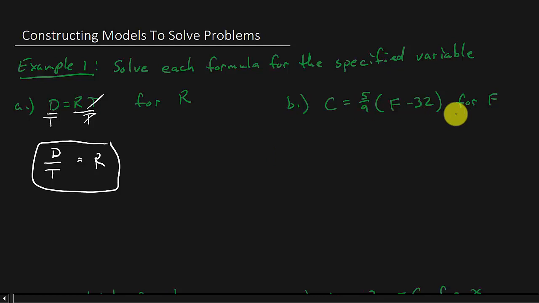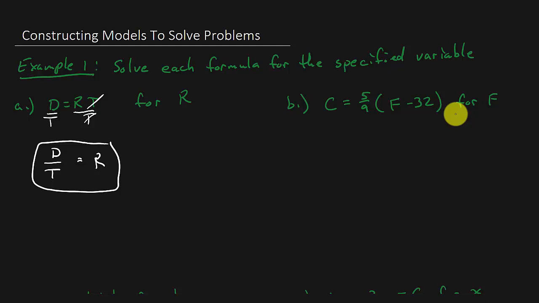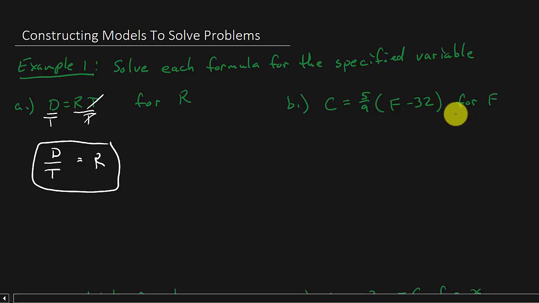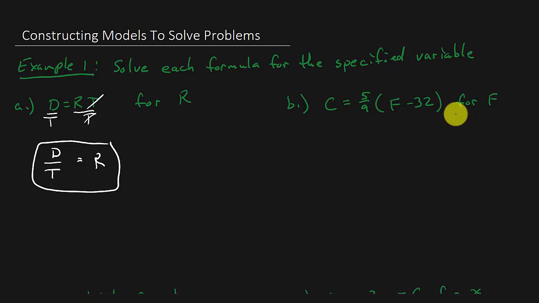We've got C equals 5 over 9 times F minus 32, and we want to solve it for F. Now, there's a couple of ways that we could go about doing this. And to solve this, I mean, the first thing we would think is, hey, let's multiply everything through by the common denominator, okay? Which in this case would be 9. And we could do that, but there's actually a way to work this that's a little bit easier, okay?